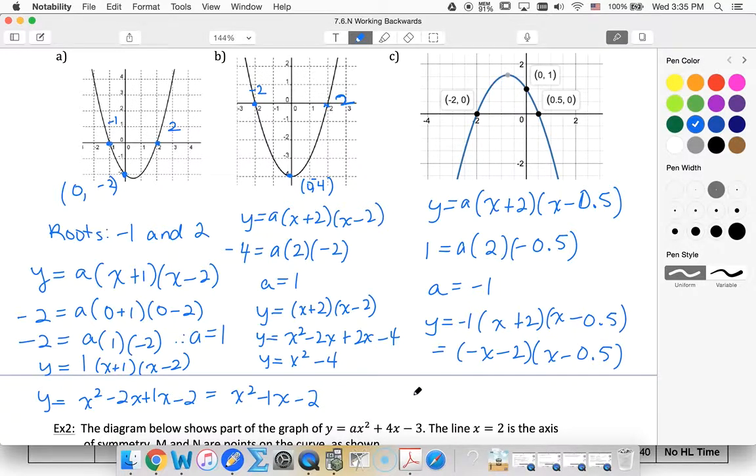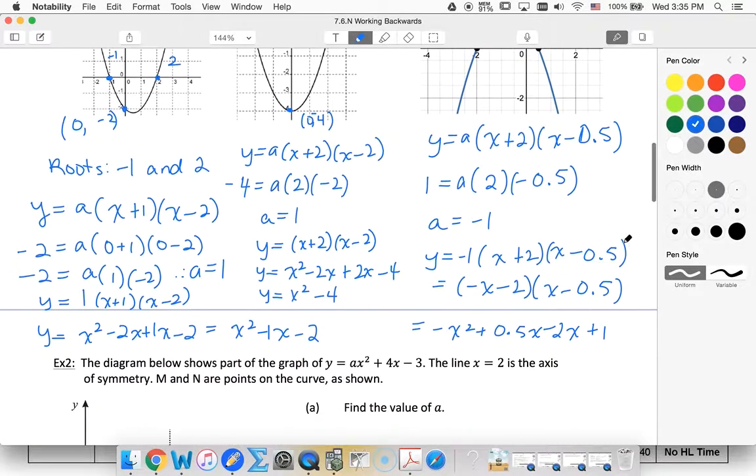So now I'm going to multiply all this out. -x squared plus 1/2x minus 2x plus 1. And I knew that my c value had to be +1 from here. Simplifying, -x squared minus 1.5x plus 1.